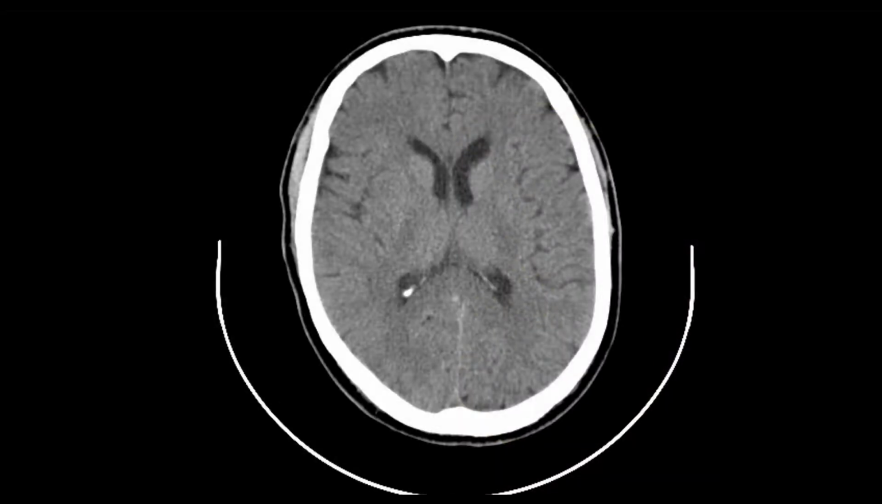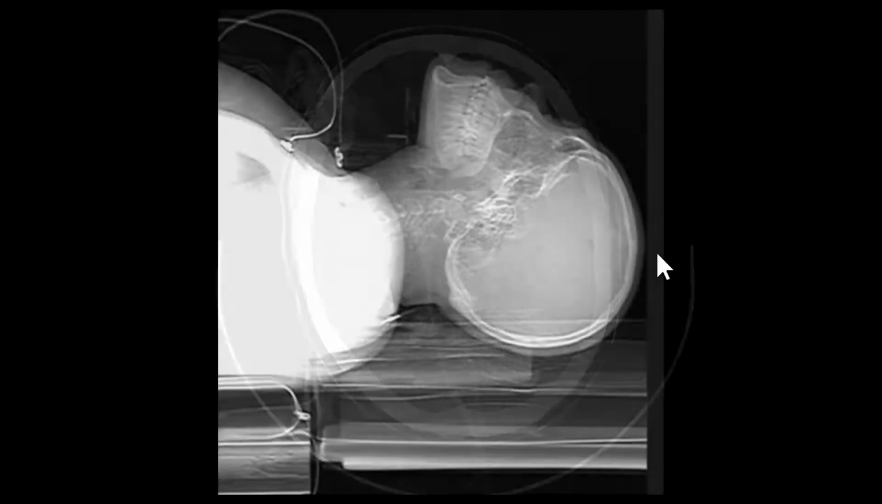So we can do the same thing in the brain. So here's a head CT. We see some fluid that's around the brain parenchyma itself. The bone is very dense, so it's white. Air is not dense, so that's black around the outside.